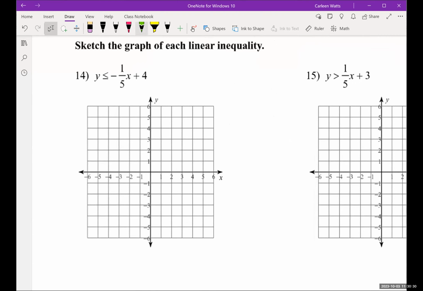Now, notice, less than or equal to. Solid. Okay. So here's our steps. Step 1, get the y-intercept. Step 2, get the slope. Step 3, is it solid or dashed? Step 4, we're going to shade up or down.